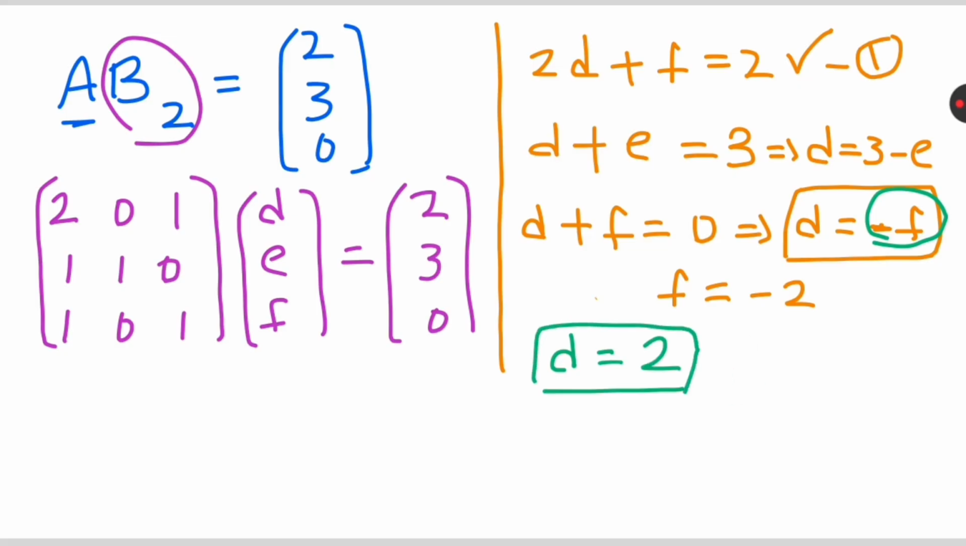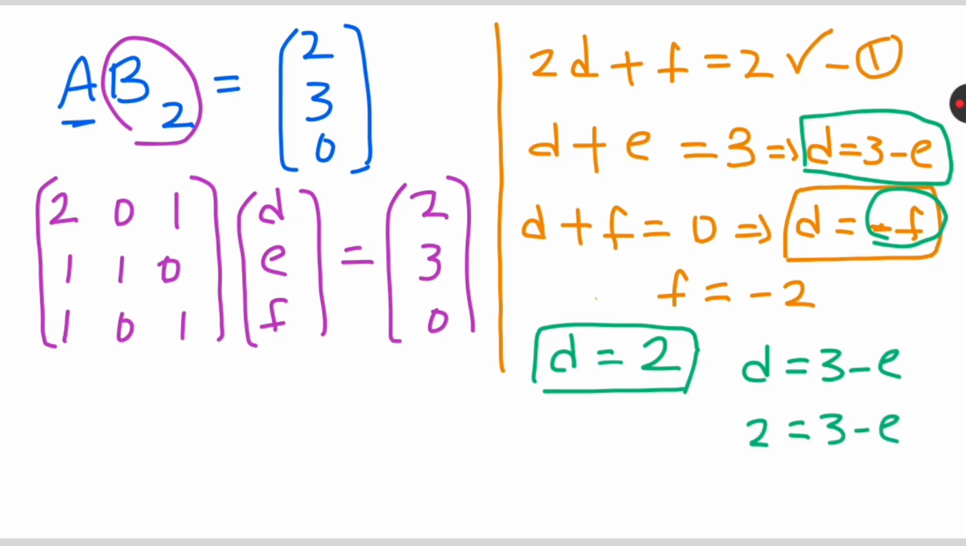Substitute this D value in the second equation, which is D equals 3 minus E. So we know that the D value is 2, that is equal to 3 minus E. Then on both sides, if you subtract 3, we are going to get minus 1 equals minus E. If you cancel these two minuses, then the E value is 1.